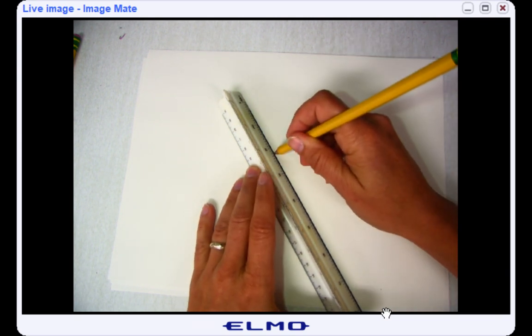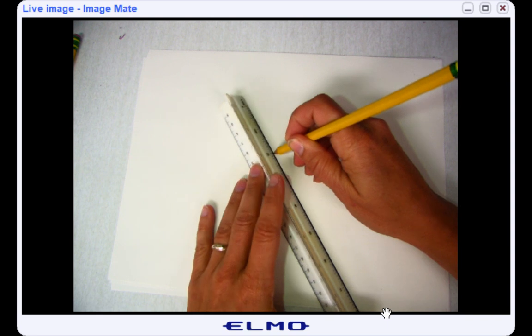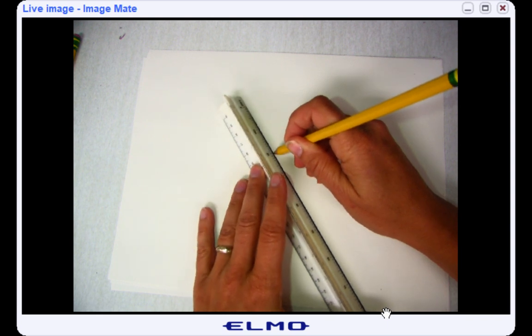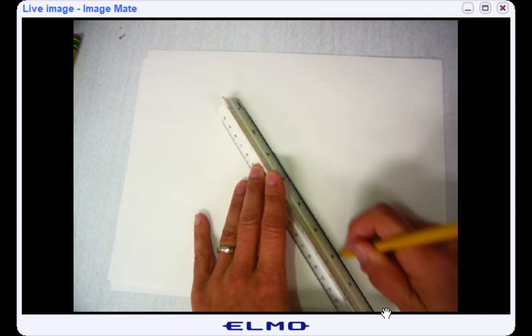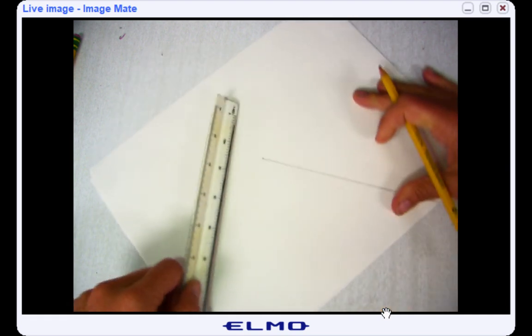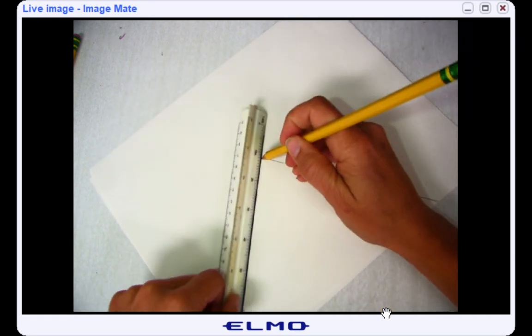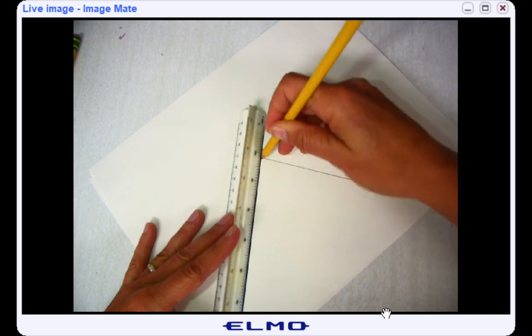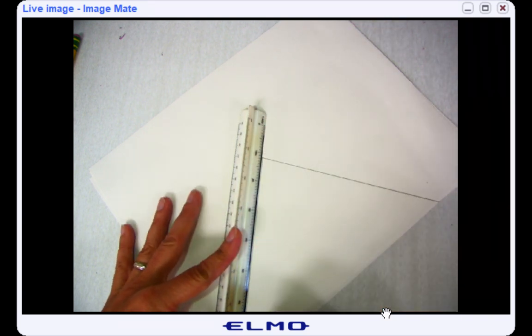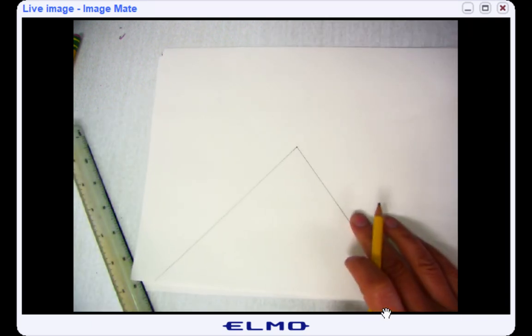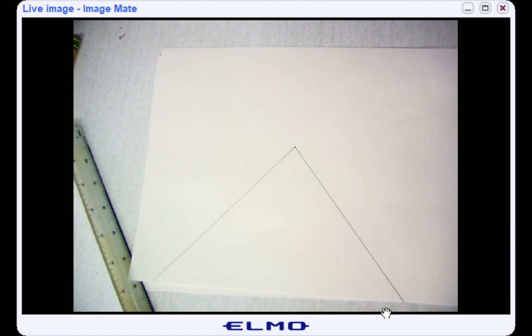So this is my vanishing point. Next I'm going to take a line coming out from that direction and make another line coming out from this direction. Now what I want you to see here is it looks like a triangle on my paper. I'm going to make that triangle. There's not a whole lot going on right now. There's nothing really in perspective that's happening just quite yet.